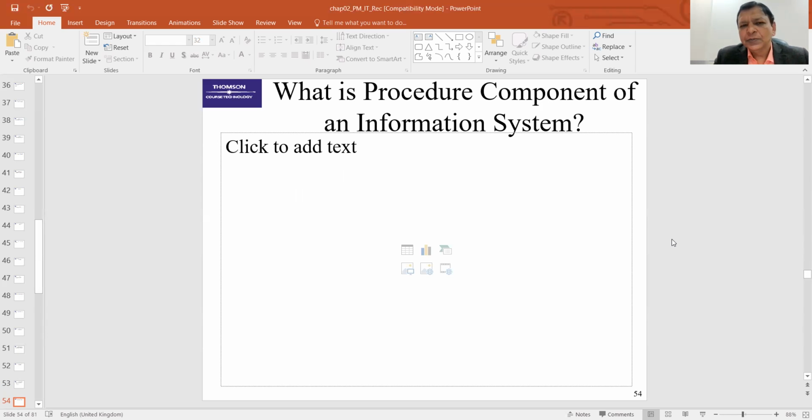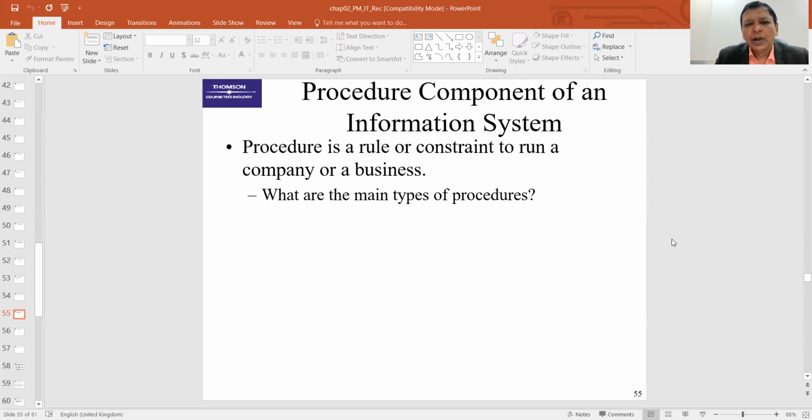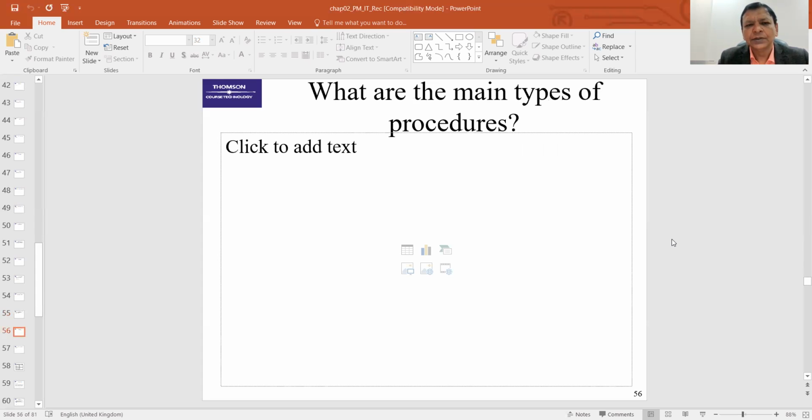The fifth component is procedure. What is the procedure component of an information system? As we just covered in the business logic, rule or constraint to run a company or that defines some areas of business, like we have processing logic, business logic.